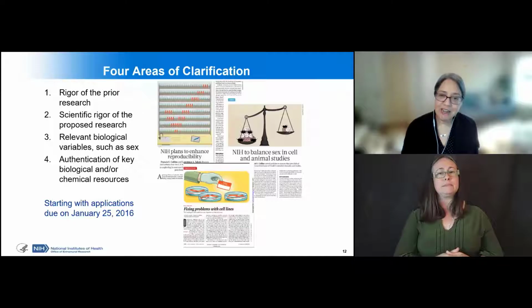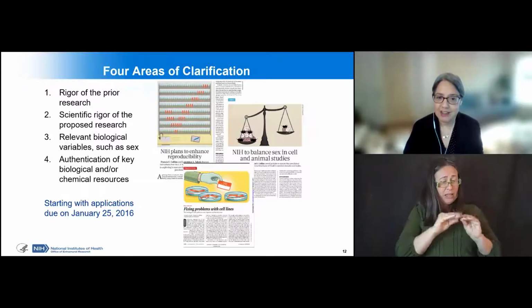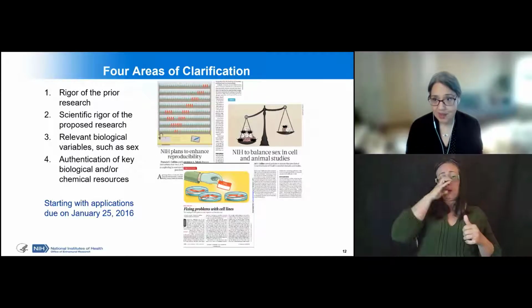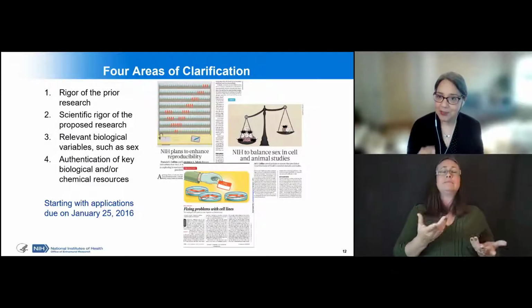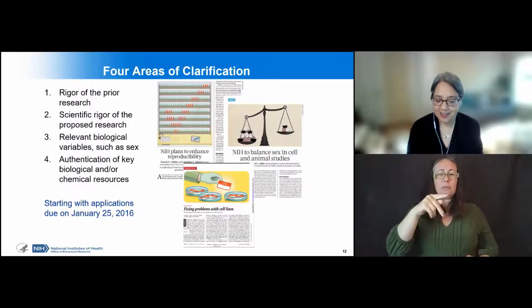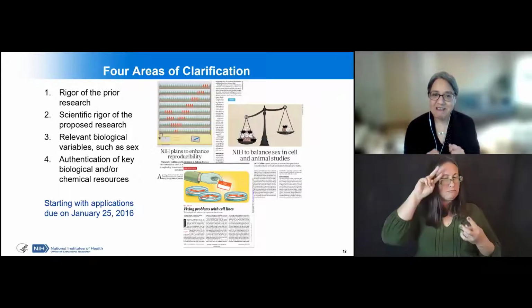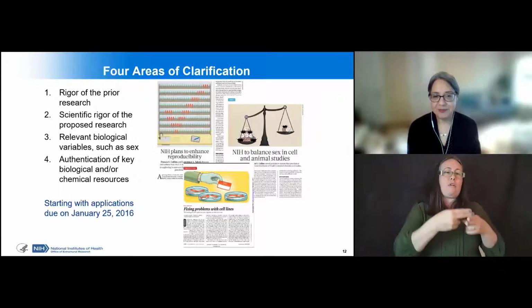All right, so there were 4 areas of clarification. So the first area is called rigor of the prior research. Previously, it was called scientific premise, but many researchers, I think there was a misunderstanding with the word premise, and so we call it now rigor of the prior research.